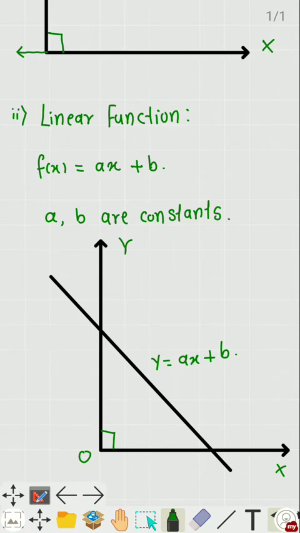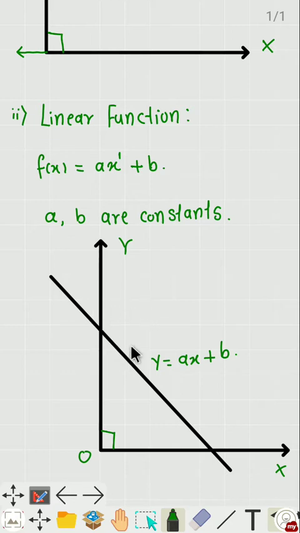The graph is always a straight line crossing the x-axis and y-axis, though sometimes it may never cross them. Remember the graph is a straight line. The graph of the function represents a straight line, and hence such functions are called linear functions. Note that the degree of x in the expression is 1, meaning the power of x is equal to 1. That's why this function is called a linear function.